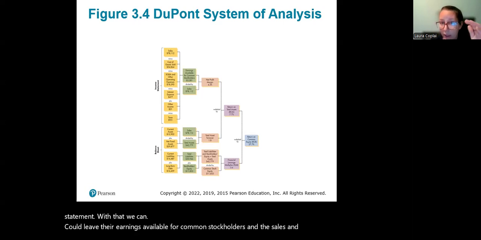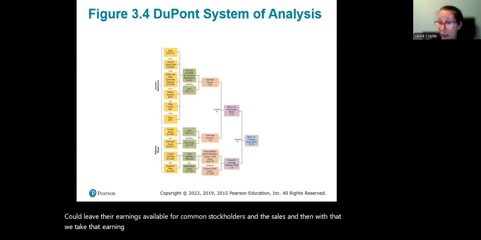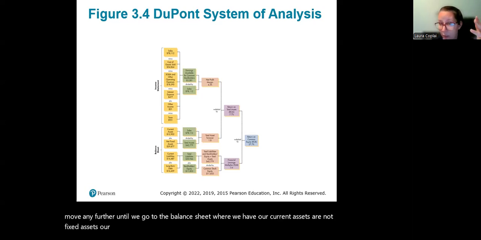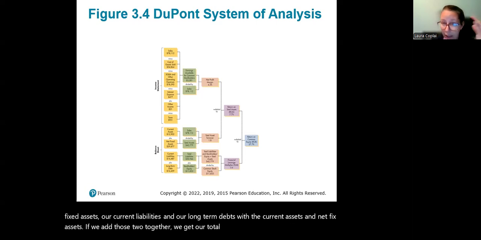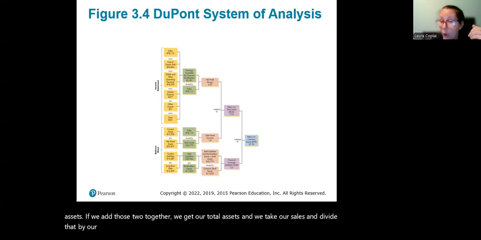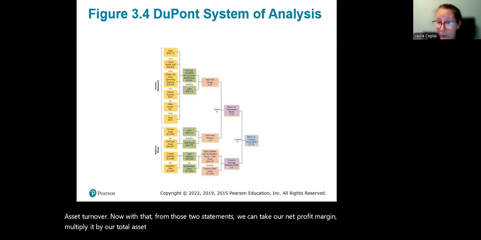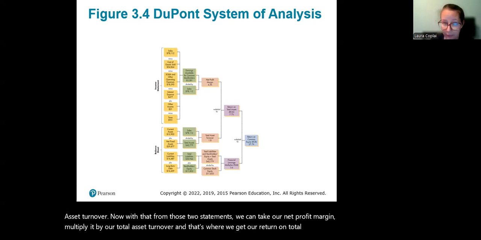And then with that, we take that earning and we divide it by sales to get our net profit margin, right? Then we can't move any further until we go to the balance sheet, where we have our current assets, our net fixed assets, our current liabilities, and our long-term debts. With the current assets and net fixed assets, if we add those two together, we get our total assets. And we take our sales and divide that by our total assets, we get our total asset turnover. Now with that, from those two statements, we can take our net profit margin, multiply it by our total asset turnover, and that's where we get our return on total assets, or ROA.